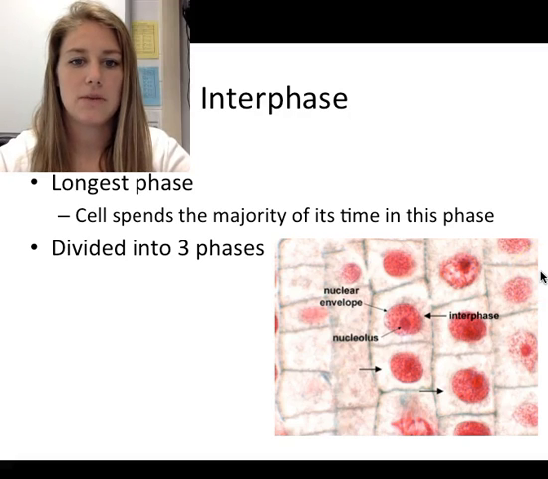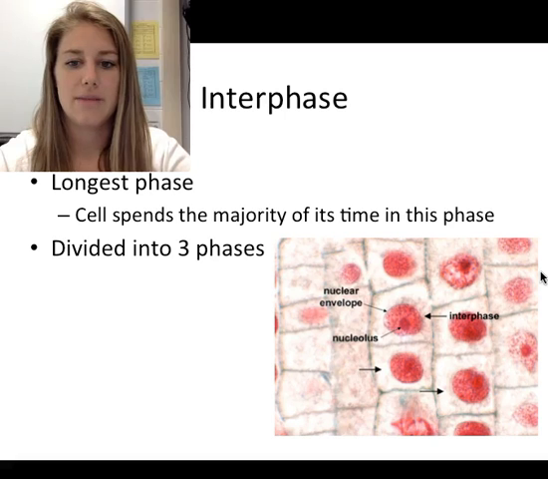Interphase is the first stage we're going to talk about. It is the longest phase in the cell cycle, and the cell spends most of its time in this phase. We're going to talk about the three different parts of interphase on the next slide, but take a look at this image here.